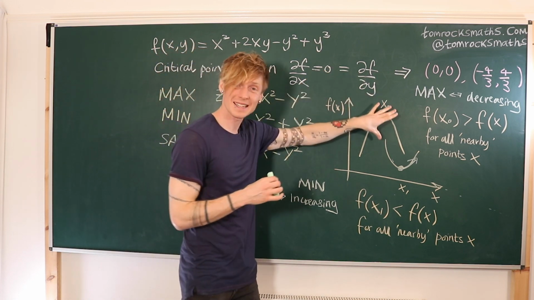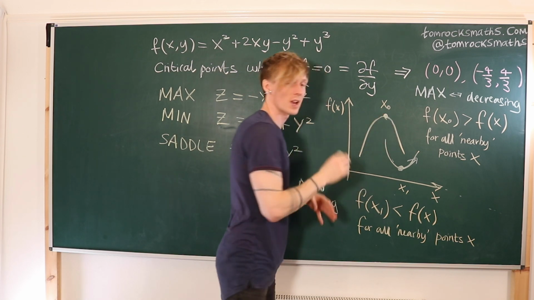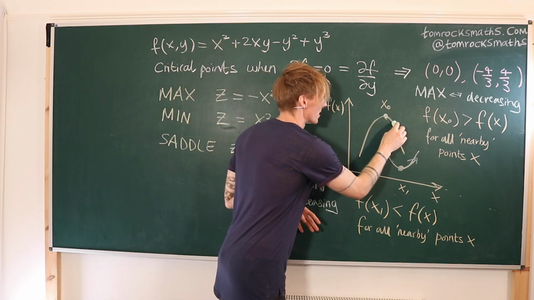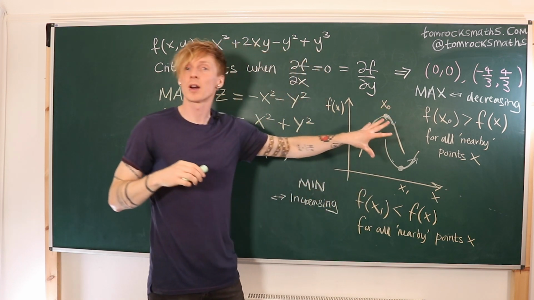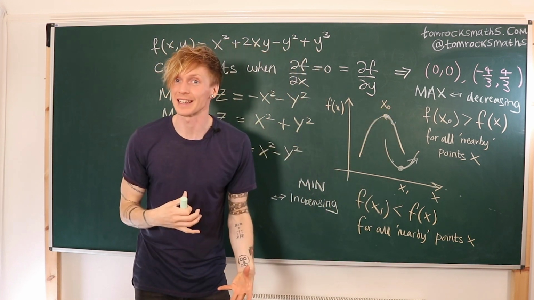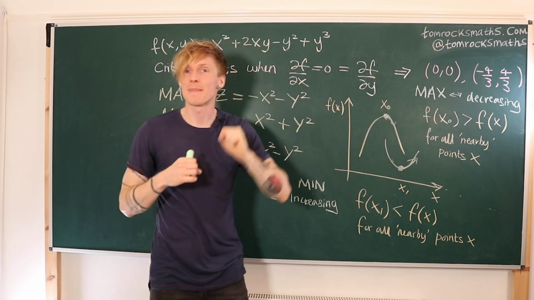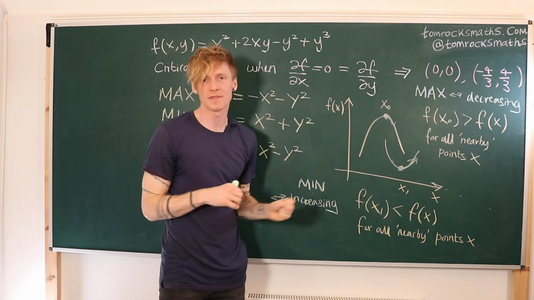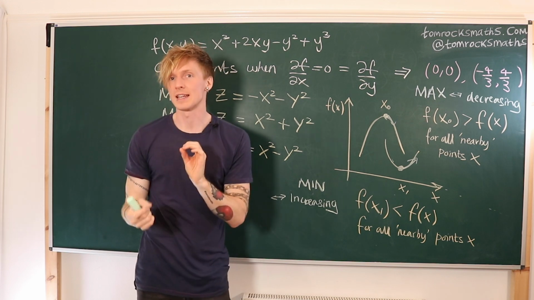And then for our maximum, as we move to the right, our gradient goes negative and we move downhill away from this function. So our gradient is decreasing. So decreasing corresponds to a maximum. Now remember, the second derivative is the change in your gradient.